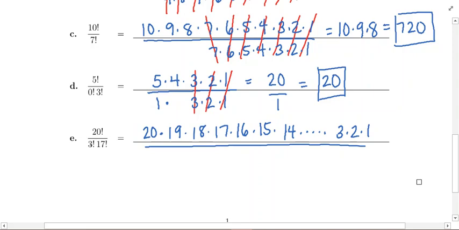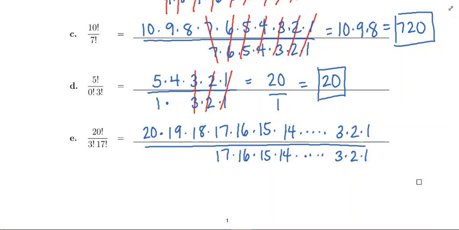In the bottom, we've got 3 factorial times 17 factorial. 17 is the bigger number, so I'm going to start with that one. And remember, I want to position it so it's easy to cancel out. So I'm going to start under the 17. 17 factorial is 17 times 16 times 15 times 14, and then again, dot, dot, dot, all the way till you get to 3 times 2 times 1. So that's 17 factorial.